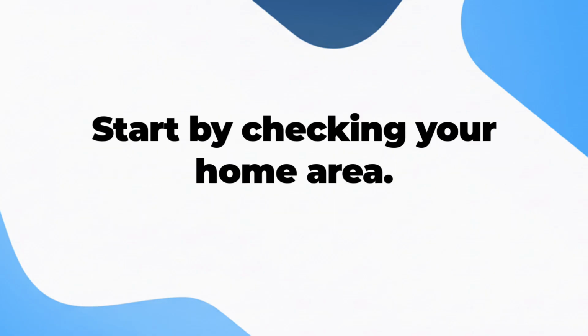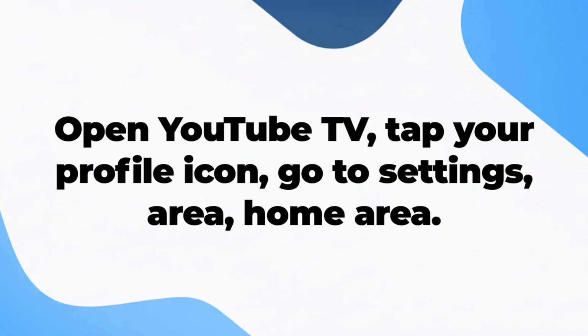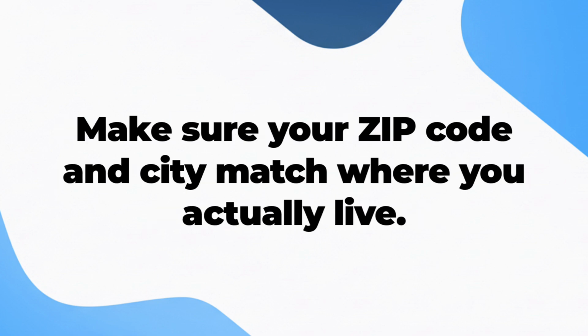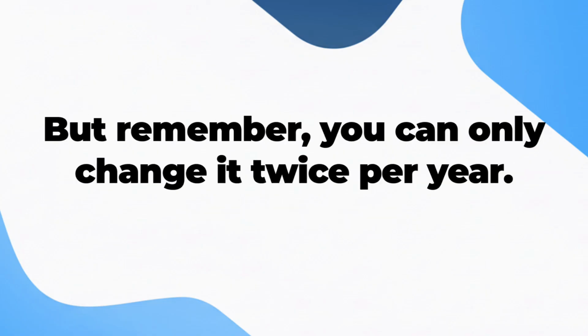Start by checking your home area, since this is the main factor that determines your time zone. Open YouTube TV. Tap your profile icon, go to Settings, Area, Home Area. Make sure your ZIP code and city match where you actually live. If they don't, update your home area. But remember, you can only change it twice per year.